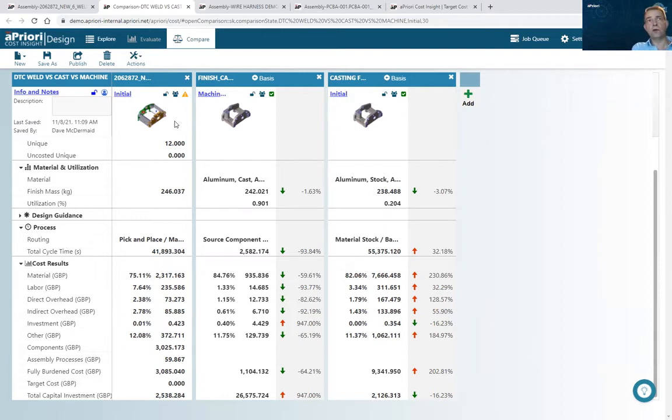However, supposing the volumes go up, like they have in this case, then from a fully burdened cost perspective, you can see here, we've gone from 3,000 if we weld it, down to 1,100 if we machine from a casting. So there's a 64% decrease in the cost if we cast rather than weld. And sometimes these opportunities aren't that obvious, but aPriori can help us find them.